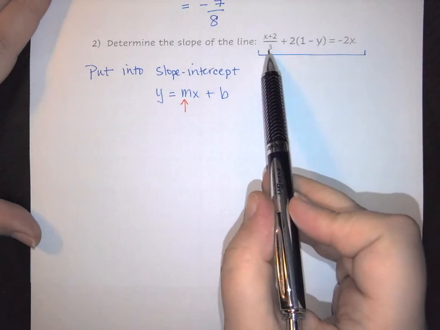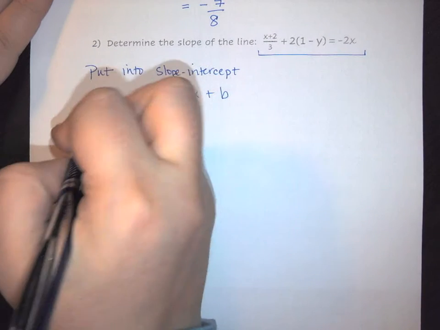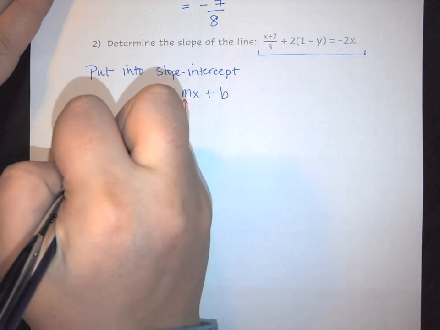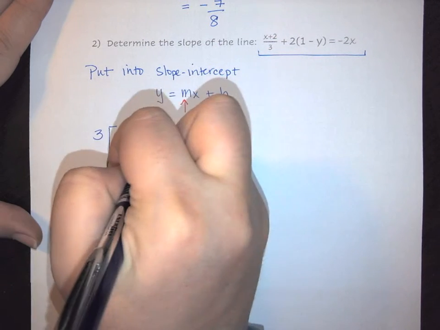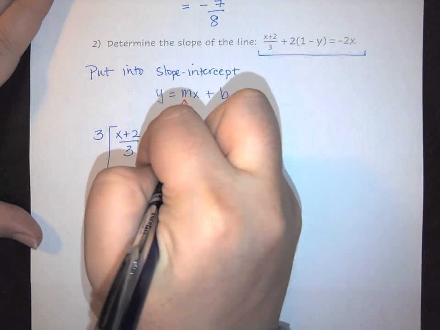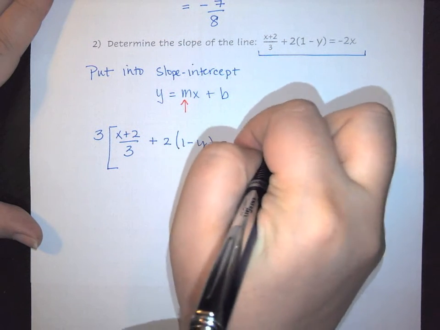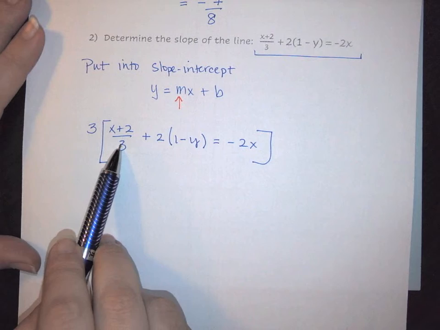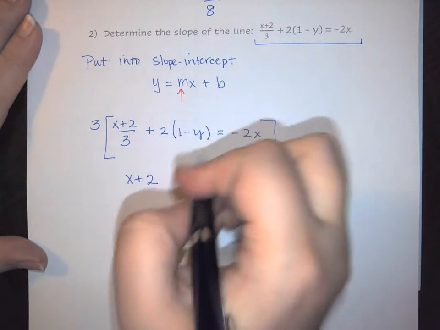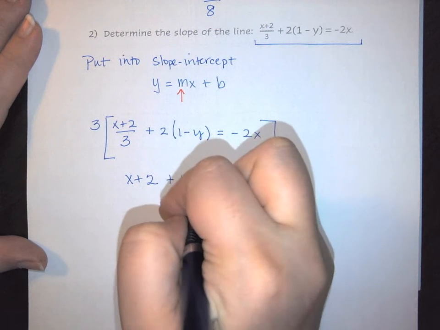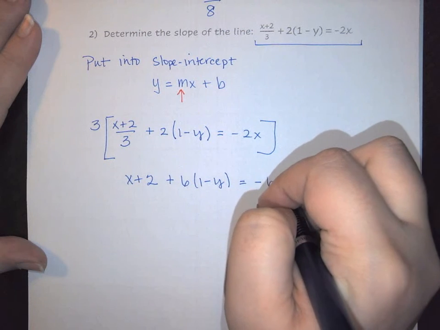So the first thing that I would do here is get rid of this fraction by multiplying everything by the denominator. So here you're going to have 3 times the whole thing. So this is x plus 2 over 3 plus 2 times the 1 minus y is equal to negative 2x. So 3 over 3 is going to go away and leave behind just the x plus 2. 3 times 2 is going to give me a 6 times 1 minus y. And then negative 2 gives you negative 6x.